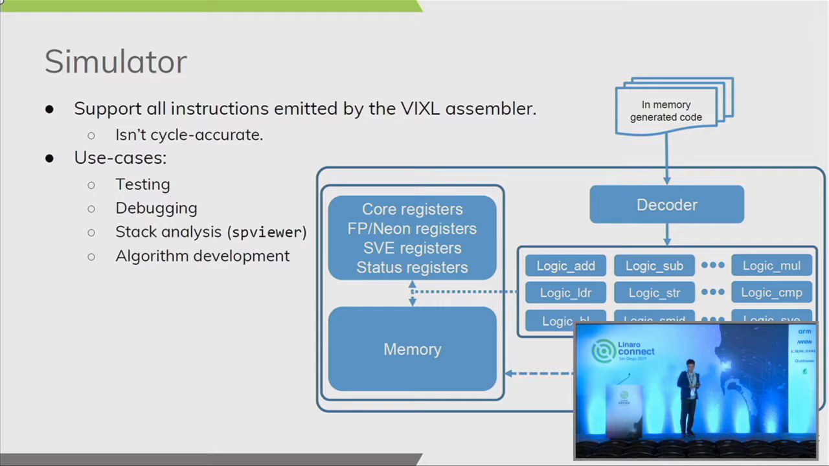Simulator. The simulator can run all instructions emitted by the VIXL assembler. It is instruction functional, not cycle accurate. Let me go through this diagram in a few steps to see how it works. Once the simulator has generated code, the decoder gets involved to interpret what the incoming instructions are, and then dispatches them to the corresponding execution logic for execution.